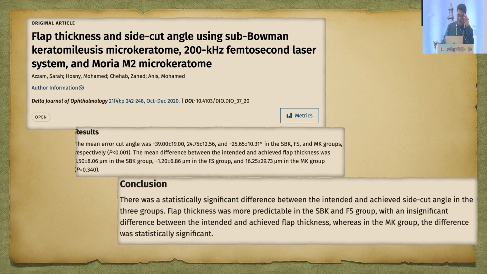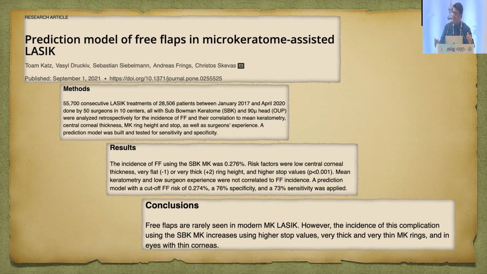So this is a study which compared the older generation microkeratome, the Moria M2 microkeratome, with the SBK and the femtosecond laser. And this study found that the flap thickness was more predictable in the SBK and femtosecond groups, with insignificant difference between intended and achieved flap thickness, whereas in the older generation microkeratome, the difference is higher and statistically significant.